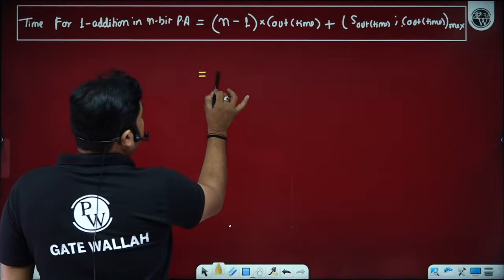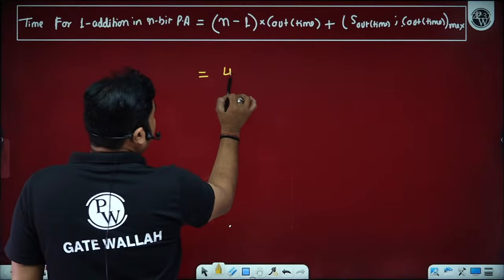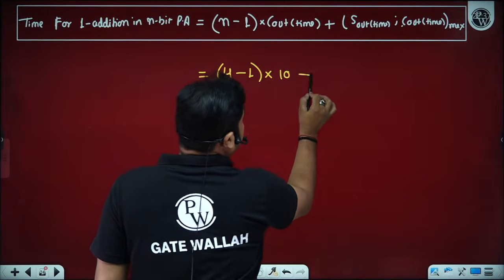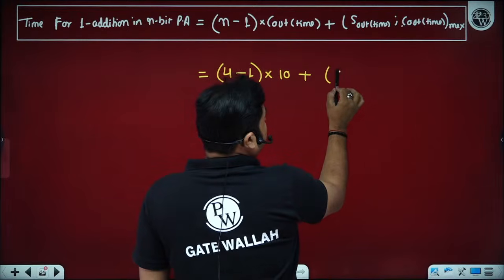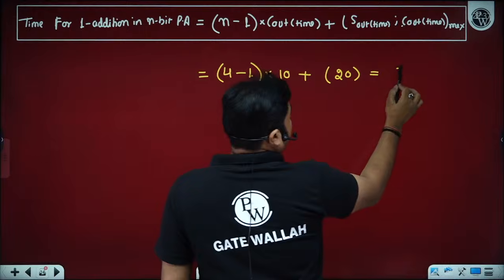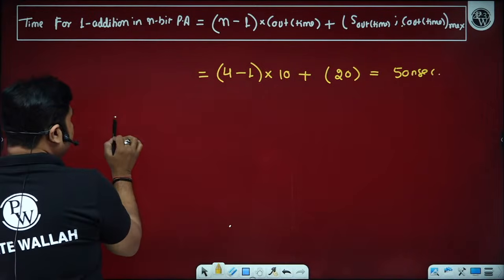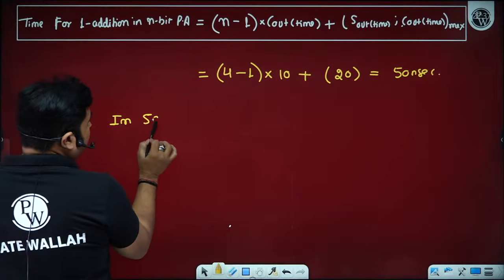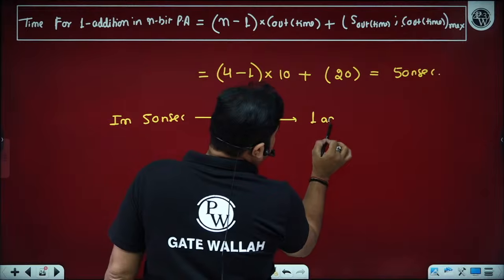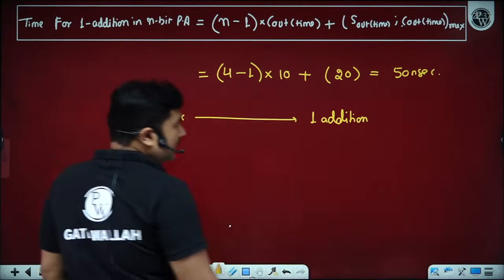So you can say, in this we have 4 bits, 4 minus 1 into carry out time 10 nanoseconds, plus whichever is maximum. So 20 nanoseconds is more. So we have this as 50 nanoseconds. One can say that in 50 nanoseconds, one addition is performed. Is it okay? Yes, sir.